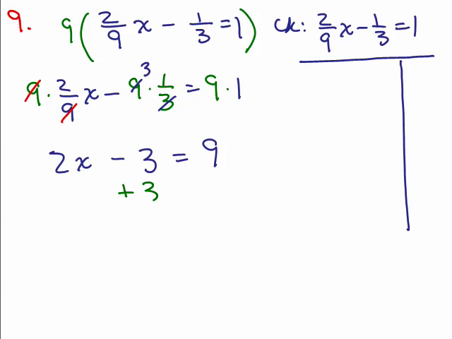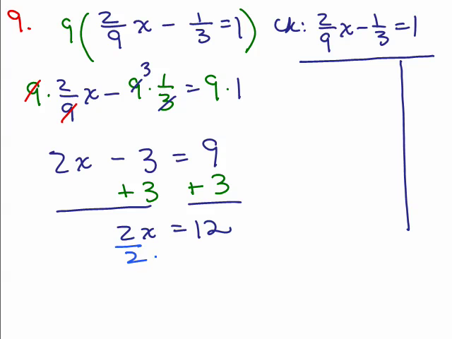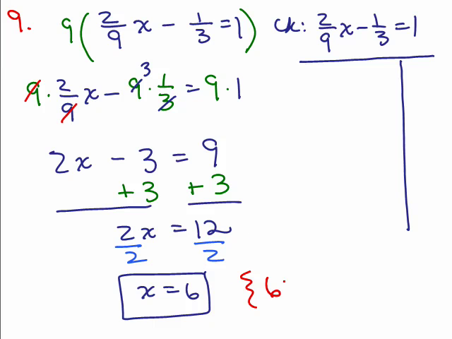So we add 3 to both sides. 2x is 12, divide by 2, so x is 6. All right, and then again, the formal way of writing the solution set is in braces. So the answer to this problem is 6.